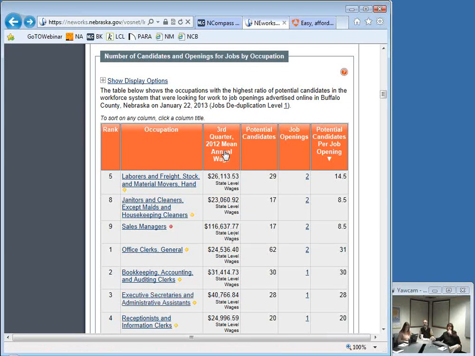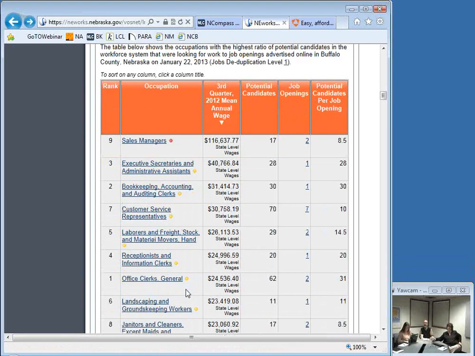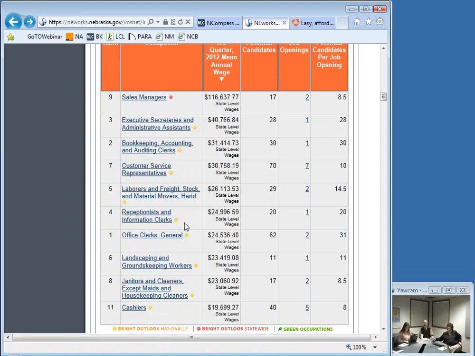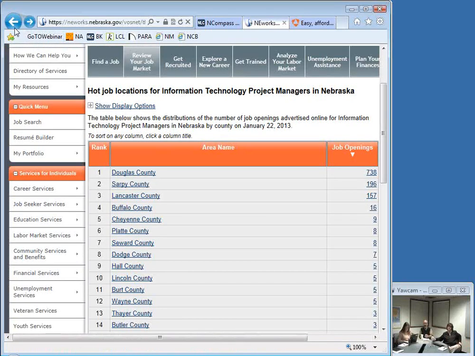Some other hot jobs, and I'm going to sort this by wage because it's always interesting to see. So we see sales managers, executive secretaries and administrative assistants, bookkeeping, accounting and auditing clerks, as well as laborers and freight. Now this was still just in Buffalo. So those are some of the hot jobs in Buffalo County.